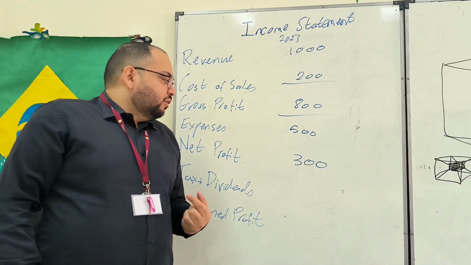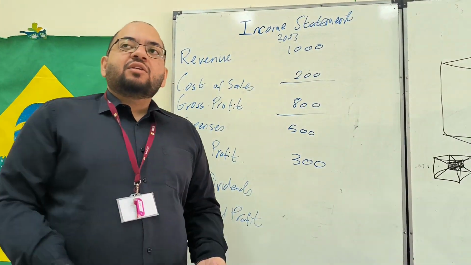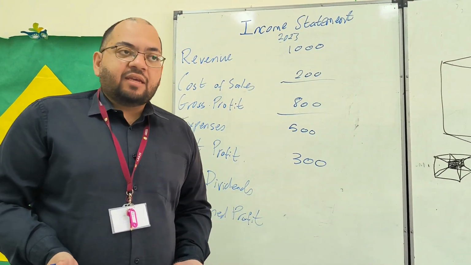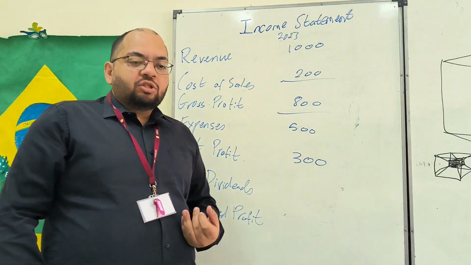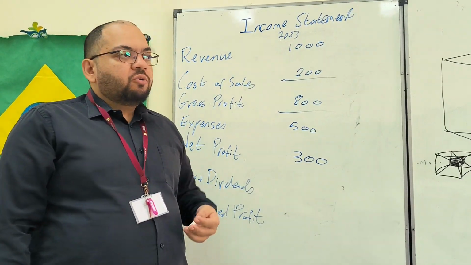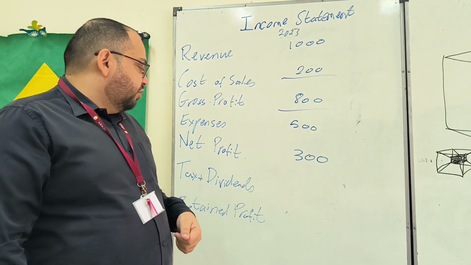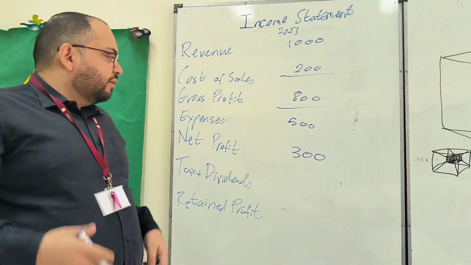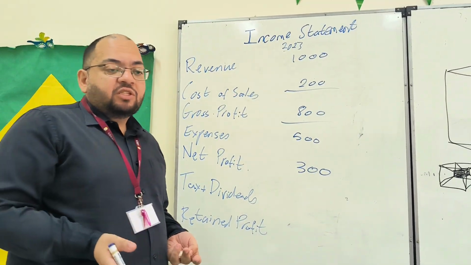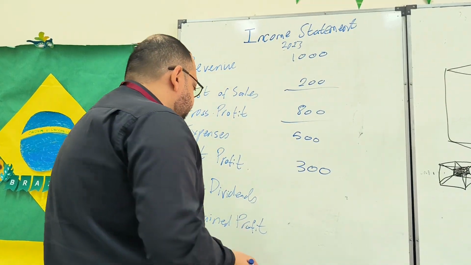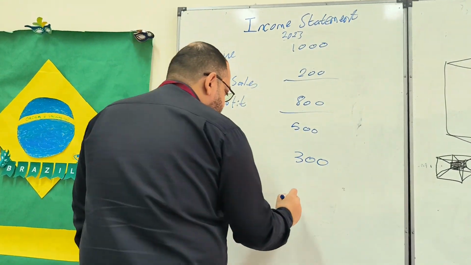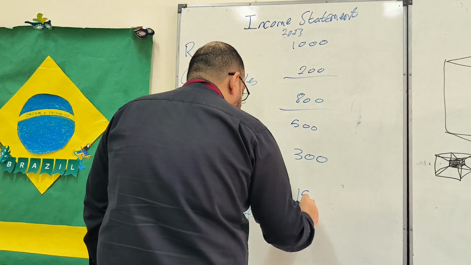Now, the last one is tax and dividends. So at the end of the year, you're going to pay a tax and you're going to spread the money among the shareholders. So this is called tax and dividends. It can vary every year based on each firm. It's always going to be different. But in this instance, let's say it is 150.